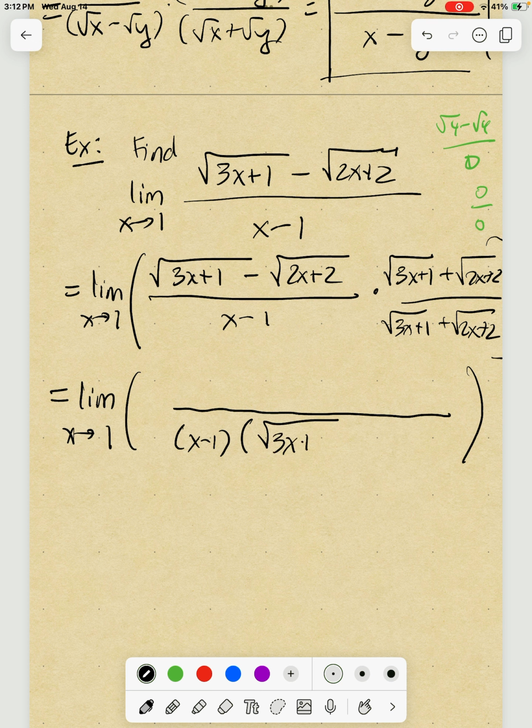And on the top, again, I have a difference of squares. I have a 3x plus 1 and then minus. Now I see that I'm about to write a 2x plus 2. Now some students will make a mistake here. A lot of students will write 2x plus 2 like that. Now do you see the problem with that?